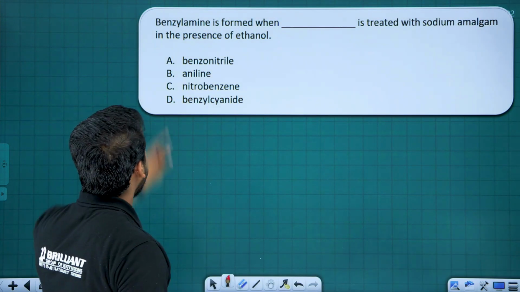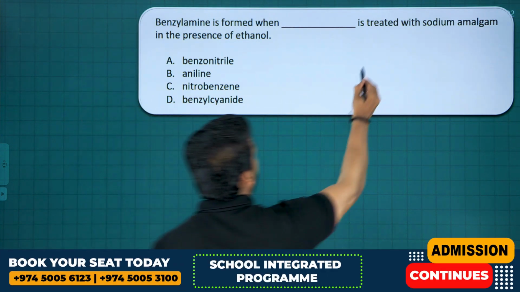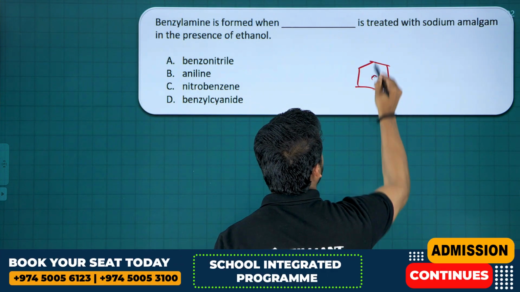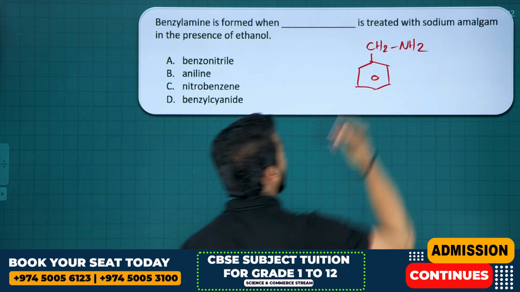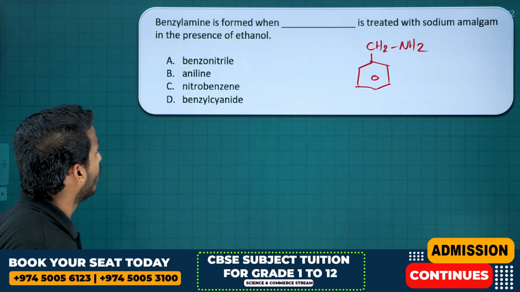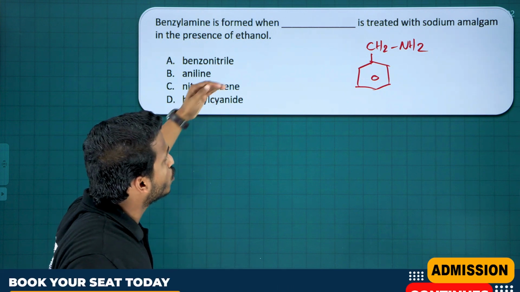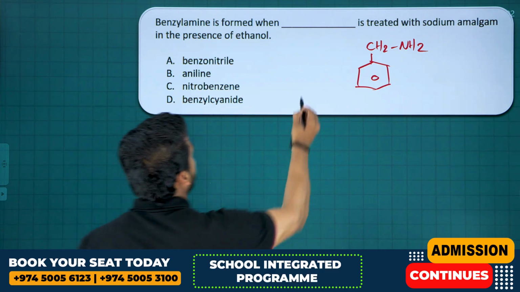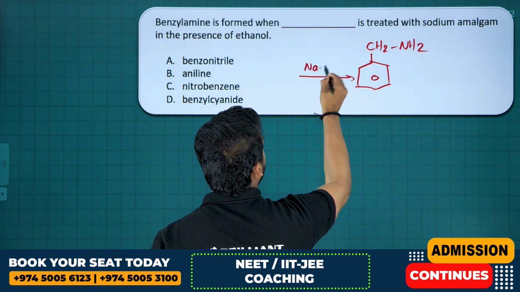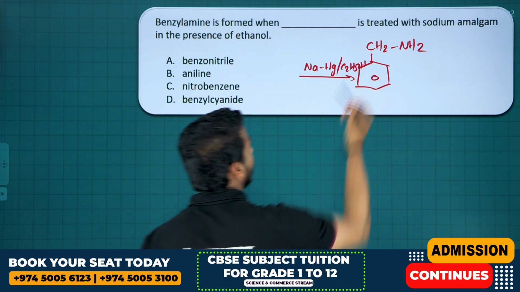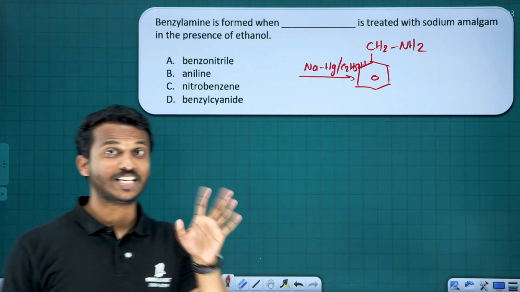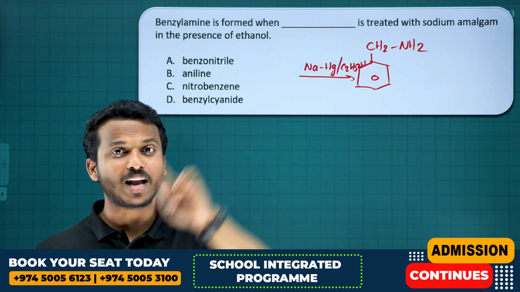Next question. Benzylamine is formed when? What is benzylamine? Benzene with CH2NH2. This is called benzylamine. It is formed when one of them is treated with sodium amalgam in the presence of ethanol. Sodium amalgam in the presence of ethanol. Where did you study this? Sodium amalgam, not zinc amalgam. Zinc amalgam is our Clemmensen.